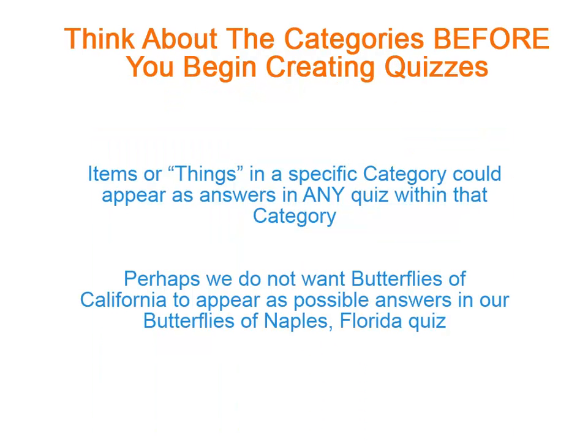Here's something that's really critical but a bit subtle. In categories, anything you put in there as an item or thing is a possible answer in all of the quizzes under that category. I don't want to see Butterflies of California in my Butterflies of Naples quiz, so I named the category Butterflies of Florida. I did not name it Butterflies of North America.